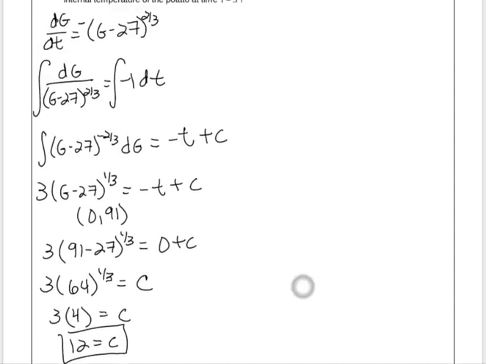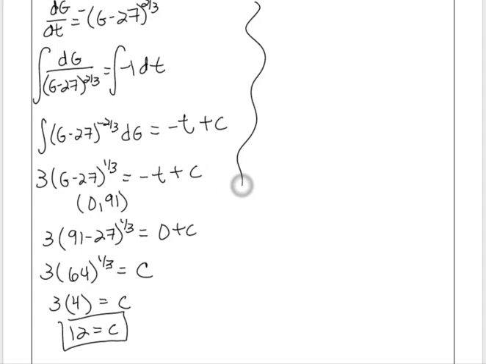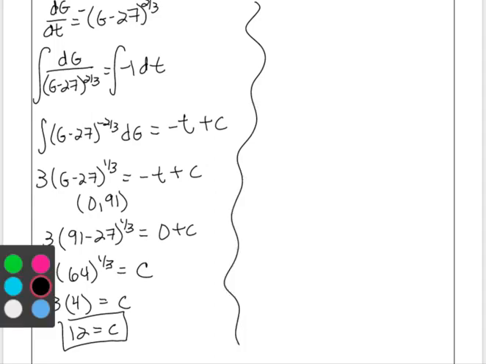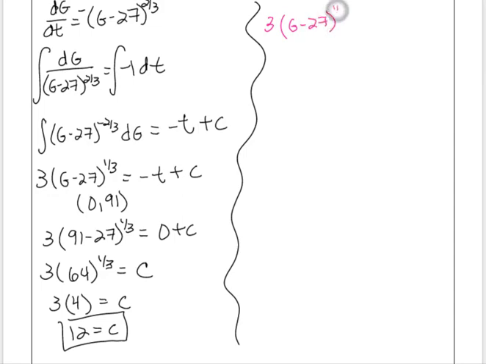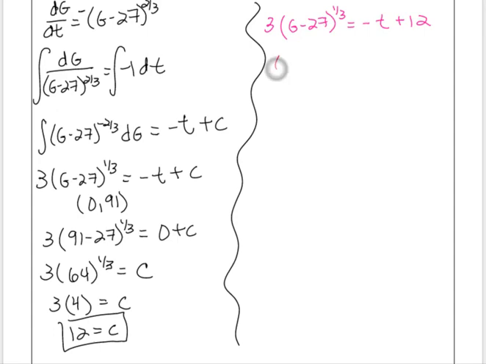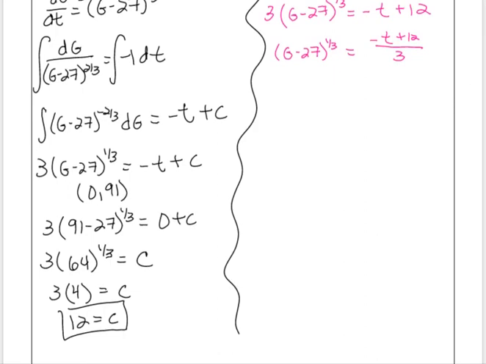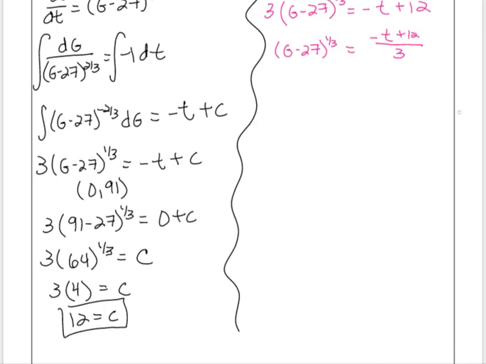And so now we're going to use this to go ahead and actually solve for g now. So I'm going to go back to where my antiderivatives were. So 3 (g minus 27) to the 1/3 is equal to -t plus 12. And now I'm going to solve for g. So I'm going to start by dividing by 3. So this is (-t plus 12) divided by 3.